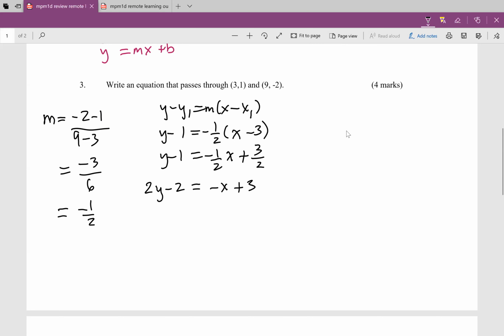I think I might have made a mistake. For some reason, I can't see it. No, I'm fine. I'm going to add x, and I'm going to subtract it to both sides. I'm sorry. It's been a long day. For some reason, I was getting a little nervous.